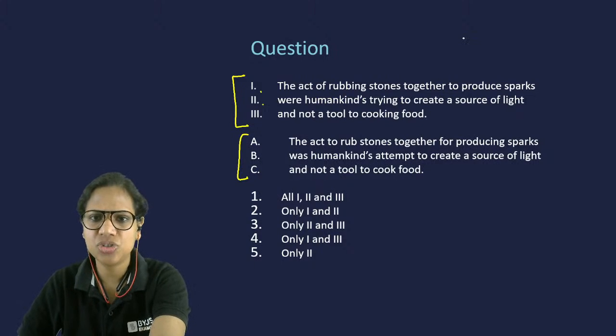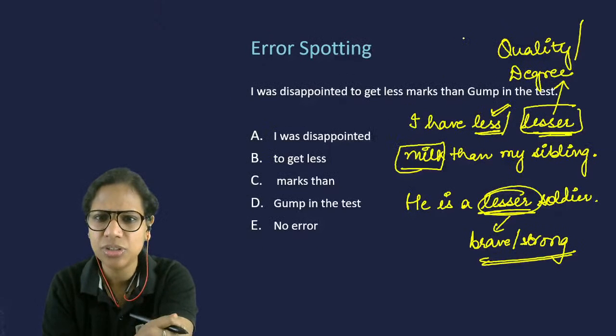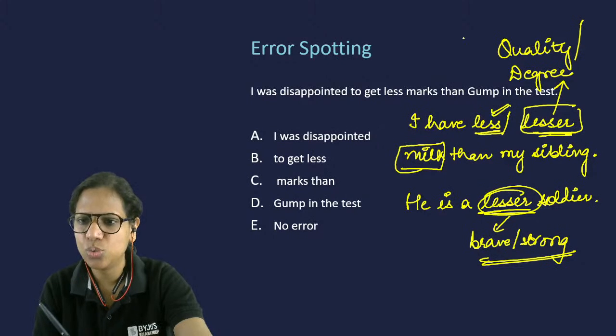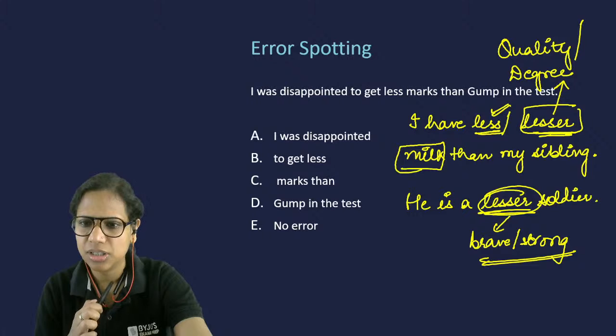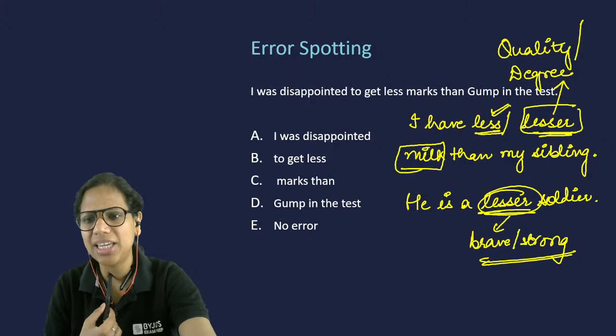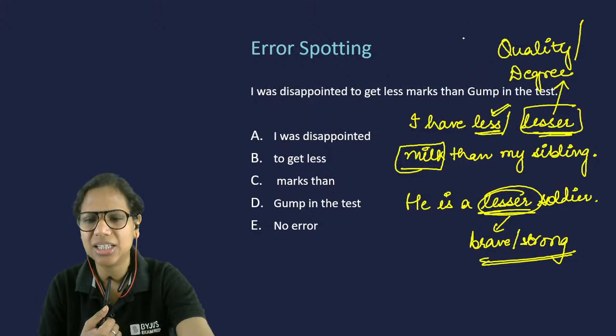Just a second. I'm just going to the previous question. I was disappointed to get. I was disappointed in getting. I was disappointed to get is better than both of them. By getting is incorrect. Okay. I was disappointed in getting.